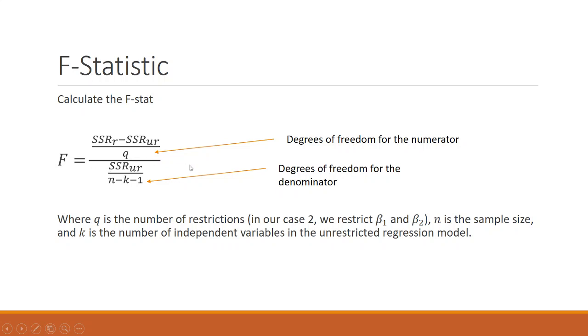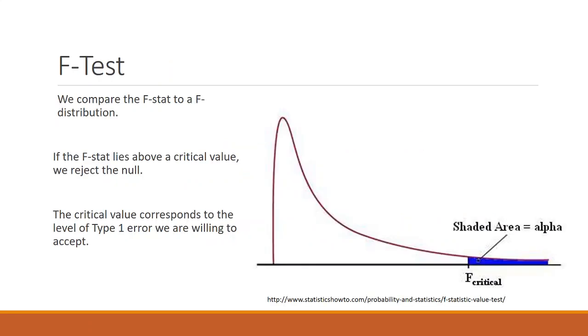All of that divided by the sum of squared residuals for the unrestricted model divided by n minus k minus 1, where n is your sample size and k is the number of independent variables in the unrestricted regression model. Now, q is going to be the degrees of freedom for your numerator. This will be important in just a second. And then n minus k minus 1 is going to be the degrees of freedom for the denominator. We're going to use all of that information in an F-test, looking that up in an F-table.